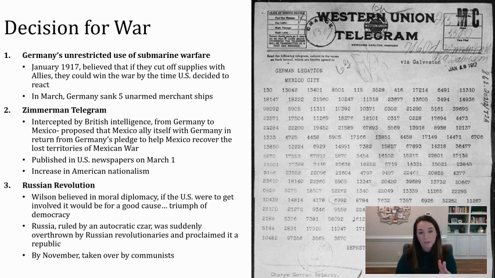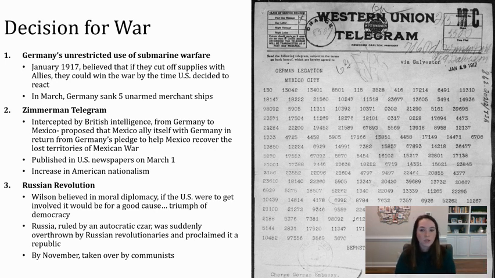So the third thing, and this is what got Wilson thinking about requesting a declaration of war, had to do with the Russian Revolution. Wilson believed strongly in moral diplomacy. There were some things he had done with the Jones Act and the Panama Canal, where he was trying to fix some of the problems of the pro-expansion, pro-imperialist policies of the Republican Party in the two administrations before him.